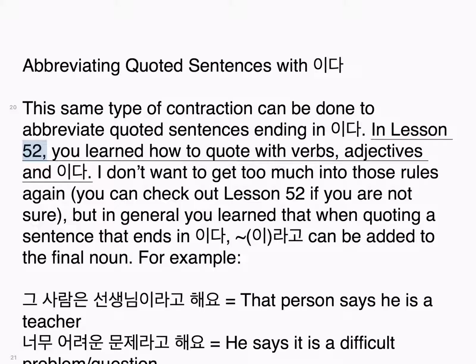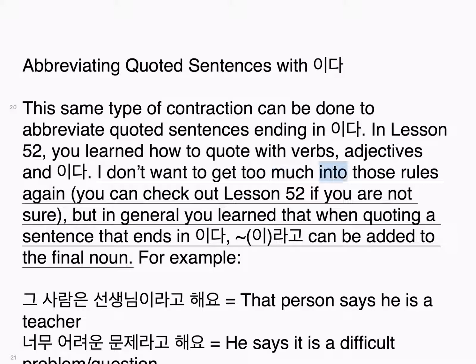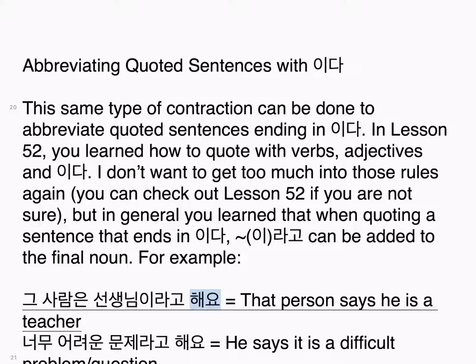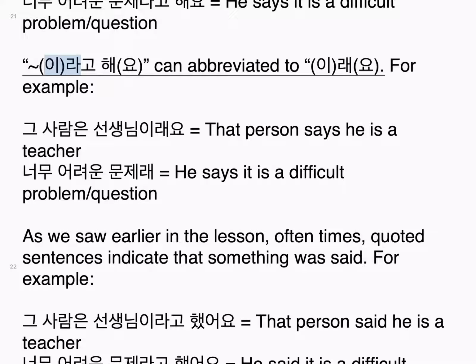In lesson 52, you learned how to quote with verbs, adjectives and 이다. I don't want to get too much into those rules again. You can check out lesson 52 if you are not sure, but in general you learned that when quoting a sentence that ends in 이다, 이라고 can be added to the final noun. For example, 그 사람은 선생님이라고 해요. That person says he is a teacher. 너무 어려운 문제라고 해요. He says it is a difficult problem. 이라고 해요 can be abbreviated to 이래요. For example, 그 사람은 선생님이래요. That person says he is a teacher. 너무 어려운 문제래. He says it is a difficult problem.